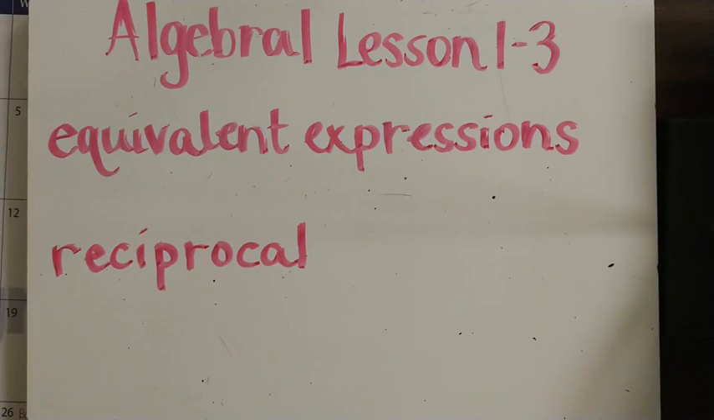These are the notes for Algebra 1, Lesson 1-3, Properties of Numbers. The objectives are: recognize the properties of equality and identity, recognize the commutative and associative properties. Let's start with the vocabulary.